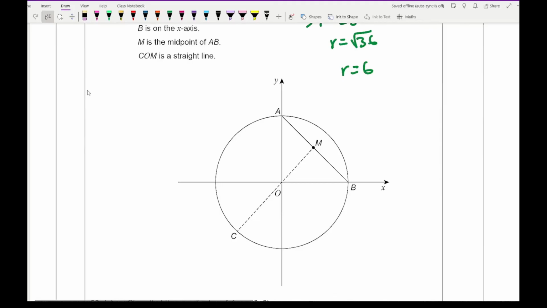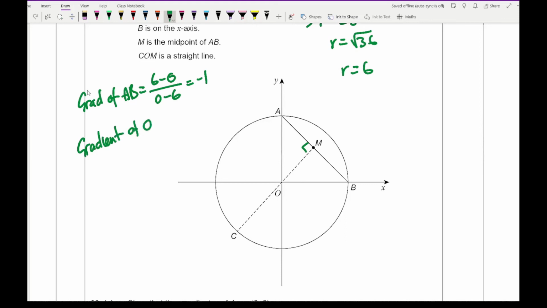work out the gradient of AB. So the gradient of AB is going to be 6 minus 0 over 0 minus 6, which is minus 1, which makes sense. Now O to M is the midpoint, so that means that this is going to be perpendicular. So therefore the gradient of OM is going to be minus 1 over minus 1, which is positive 1.